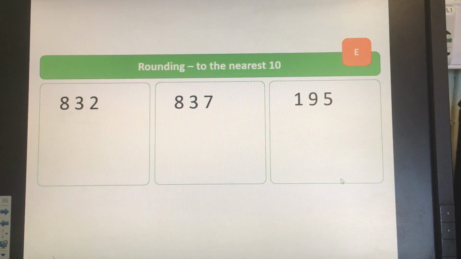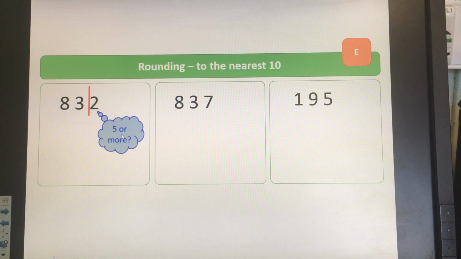We're going to start with 832. So we've got 30 in our tens column. Now to decide if we round up or down, we're going to look at our ones column. Okay, so put that red line there to show that. Now is this 5 or more? Because remember, if it's 5 or more, we round up to the next 10. If it's 4 and less, we round down. So no, 2 is less than 5. So that means we round down to 830.